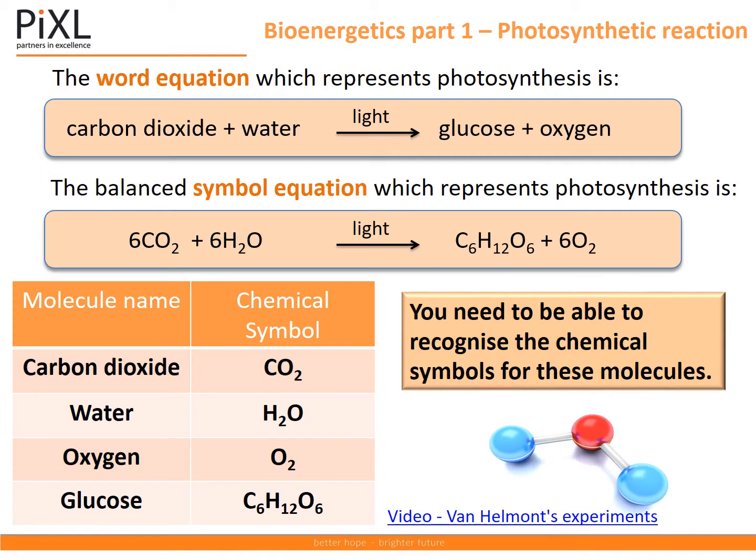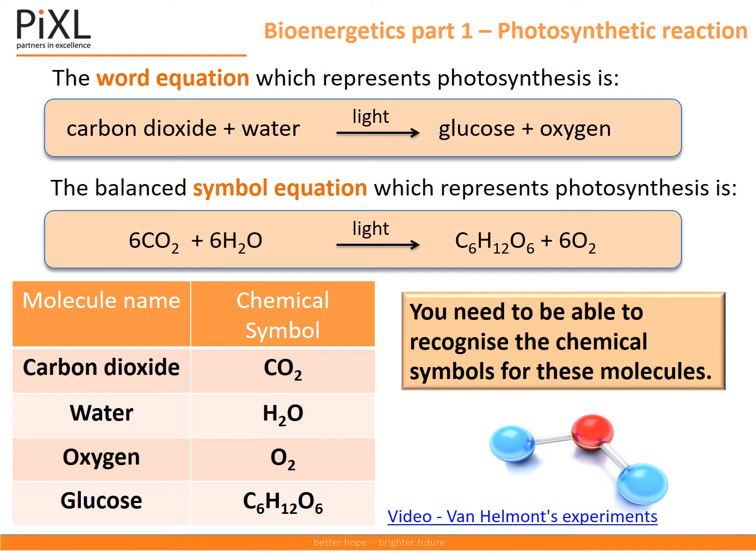Okay, so we also need to know about the reaction, the word equation, and the symbol equation. Now, the word equation is straightforward. So you've got carbon dioxide and water. It doesn't matter which way around you have those. React to make, using light. So we put light at the top of the arrow. Sometimes you will see chlorophyll underneath the arrow because it needs chlorophyll to do it as well. And it makes glucose and oxygen.